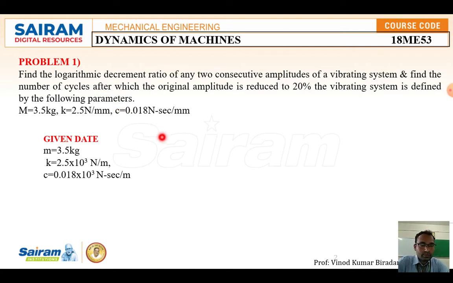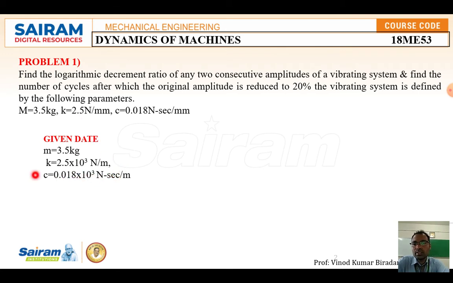First step, note down the given data: mass is equal to 3.5 kg. They gave Newton per mm, so we have to convert into Newton per meter, the standard SI unit. K is equal to 2.5 into 10 to the power of 3 Newton per meter. Damping also we have to convert: C is equal to 0.018 into 10 to the power of 3 Newton second per meter.